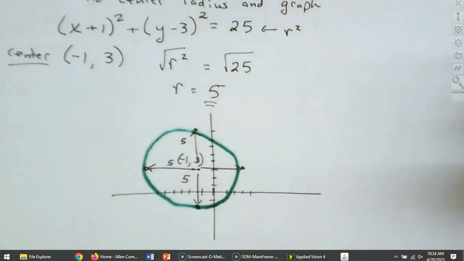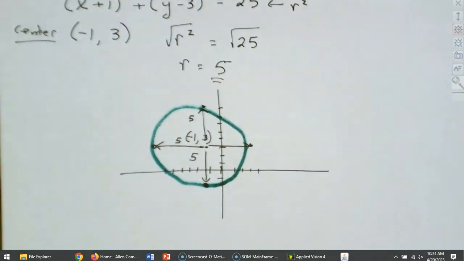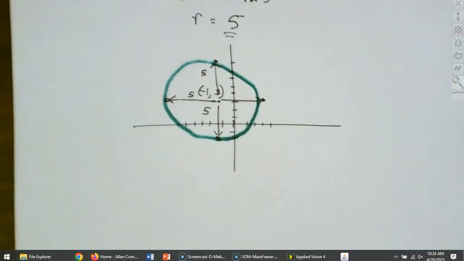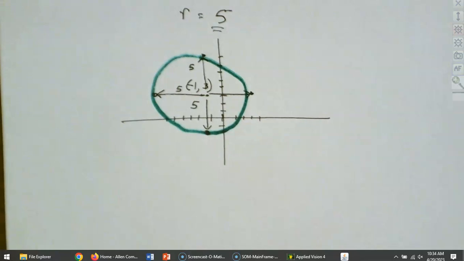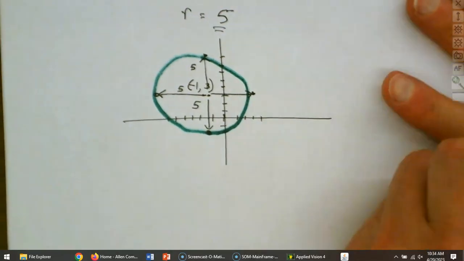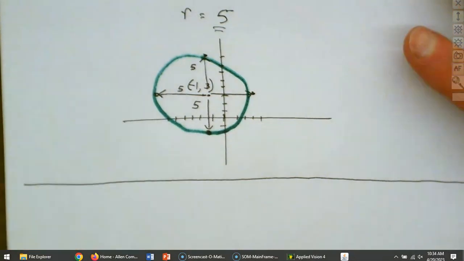And there's our circle. So simple enough. But I did really want to introduce circles. That way you've at least seen them when you see them again in college algebra and you do a lot more with them. What happens if we're missing parts?